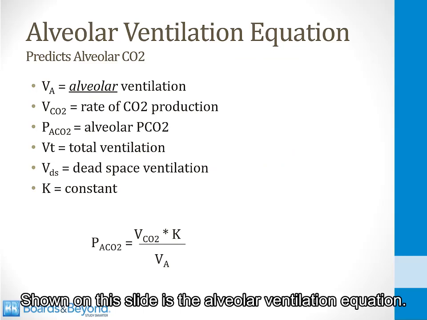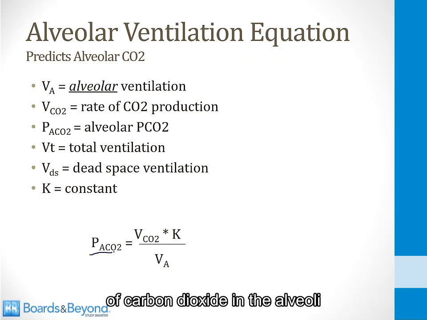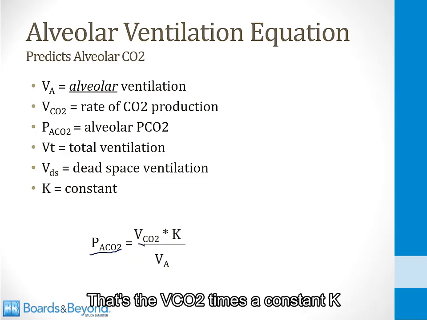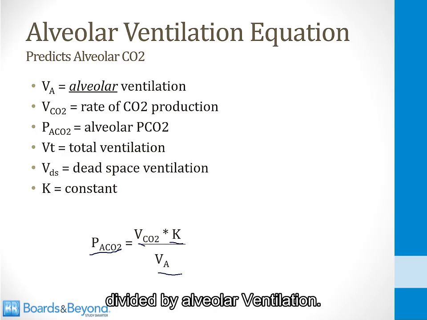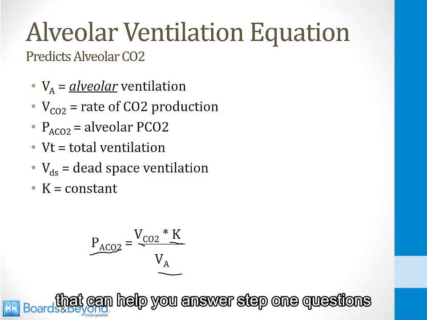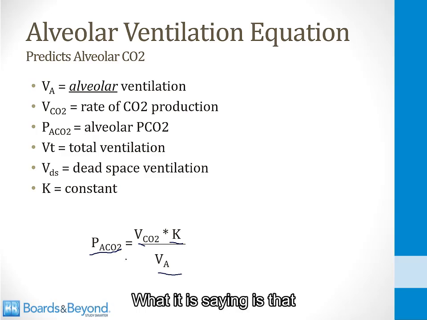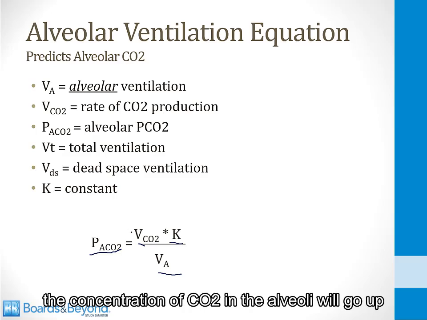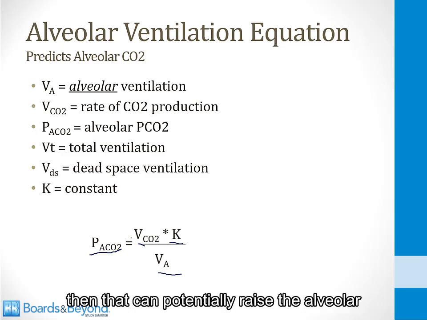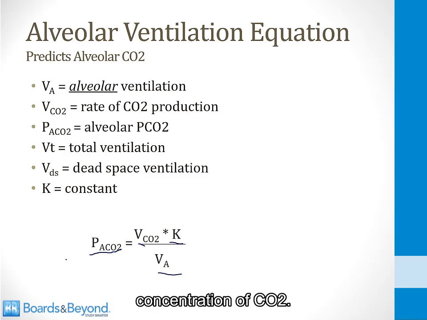respiratory rate. Shown on this slide is the alveolar ventilation equation. It says that the partial pressure of carbon dioxide in the alveoli is equal to the rate of carbon dioxide production, that's the VCO2, times a constant K divided by alveolar ventilation. And this equation has so many things in it that can help you answer step 1 questions about pulmonary physiology. What it is saying is that the concentration of CO2 in the alveoli will go up if the body produces more CO2, and that should make sense to you. If the production of CO2 rises, then that can potentially raise the alveolar concentration of CO2.